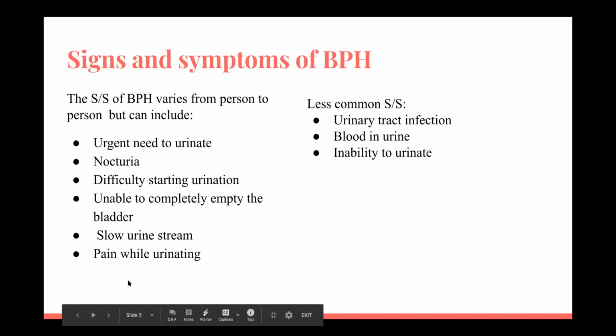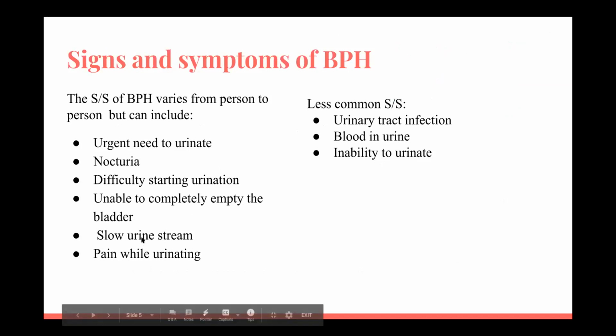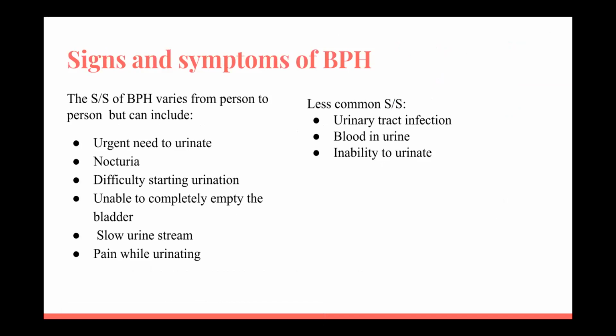Okay, so some signs and symptoms are urgent need to urinate, urinating more at nighttime, difficulty starting urination, being unable to completely empty the bladder, slow urine stream, and pain while urinating. And then the less common signs and symptoms are a UTI, blood in the urine, and not being able to urinate at all.